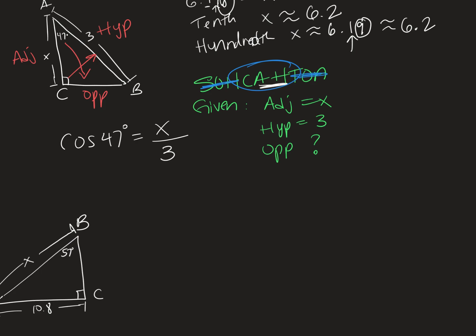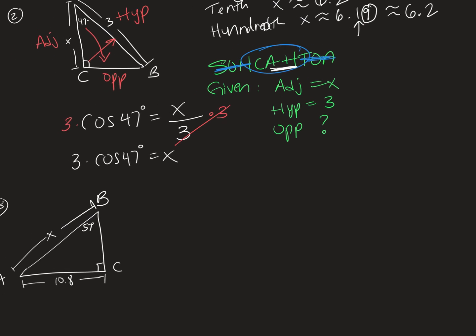SOHCAHTOA: adjacent divided by hypotenuse. Now we're going to use inverse operations to figure out what x is. We're going to multiply both sides by 3 to get x by itself. So we're left with 3 times the cosine of 47 degrees equals x. Let's put that in the calculator.